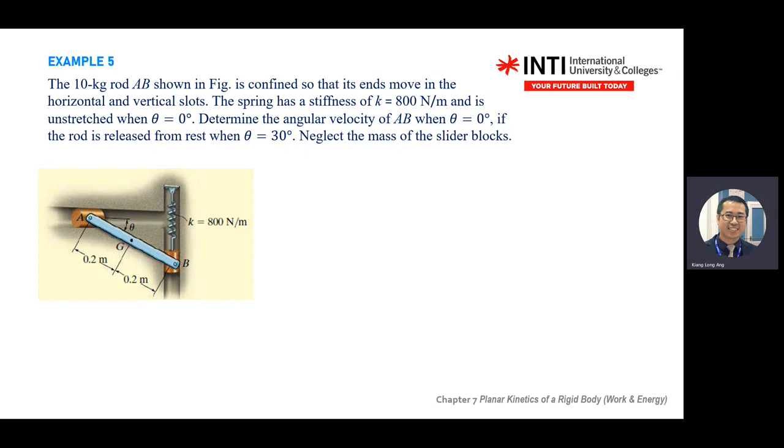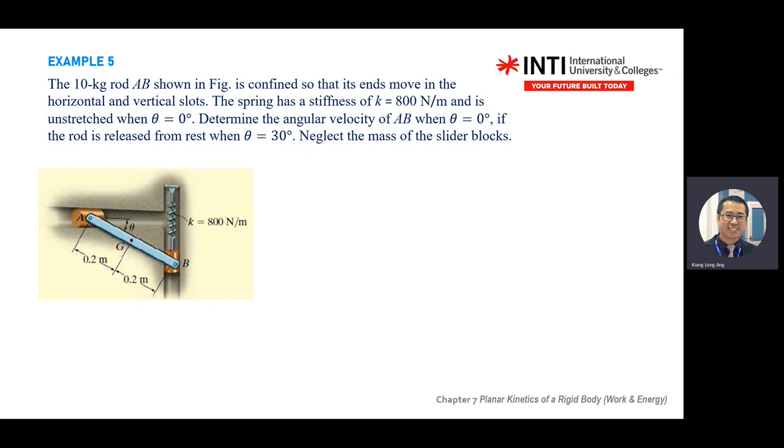Determine the angular velocity of AB when theta equals zero, if the rod is released from rest when theta equals 30 degrees. What does it mean? It means you pull this spring up to 30 degrees, then you let go. The object will swing anticlockwise, so your omega and alpha will swing this way. Ignore the slider blocks.